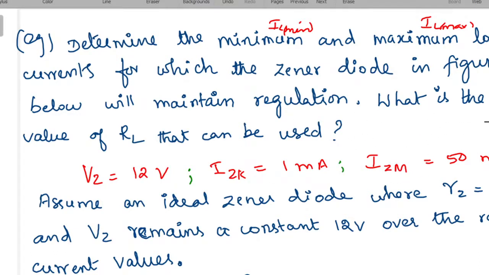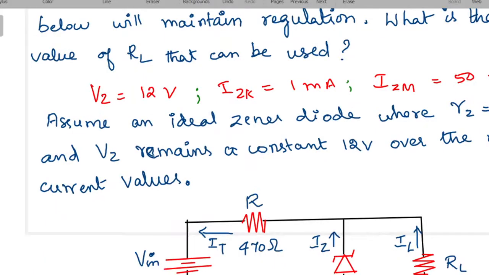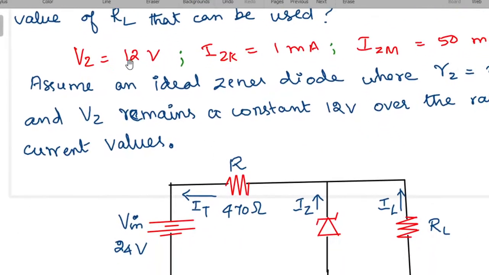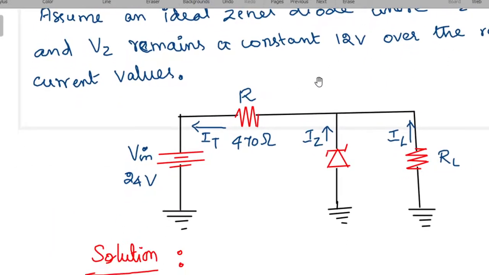What is the minimum value of RL that can be used? That is the question asked. We need to check whether it lies within this range. If it is, then it would maintain the regulation, but it is already given in the problem that it will maintain the regulation. Assume an ideal Zener diode where RZ is equal to 0. VZ is given as 12 volts and it remains at 12 volts over the range of current values.